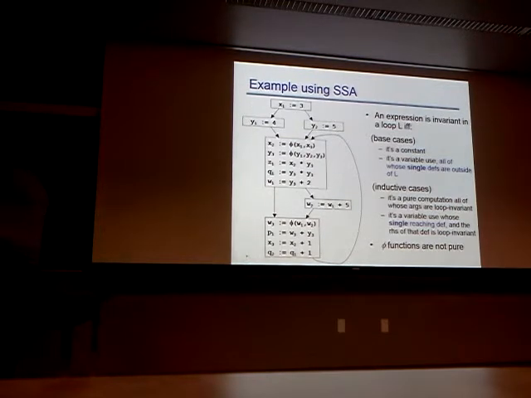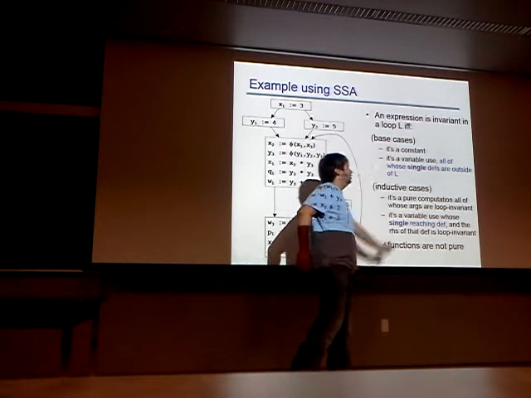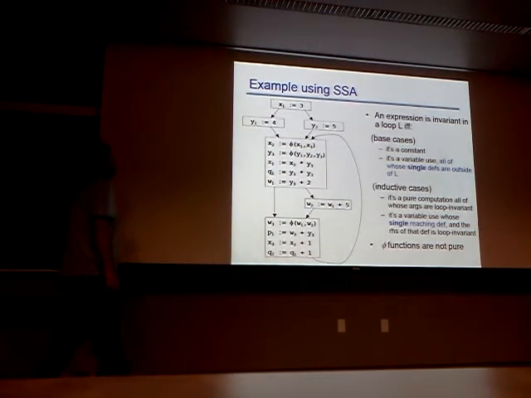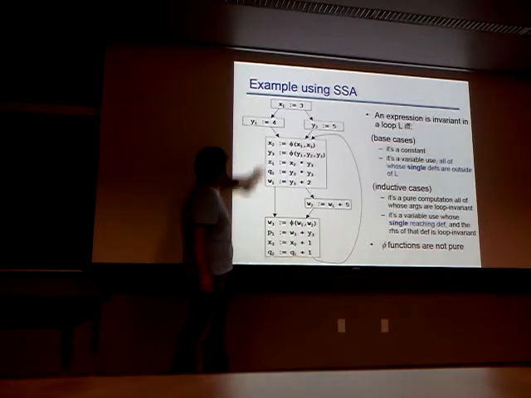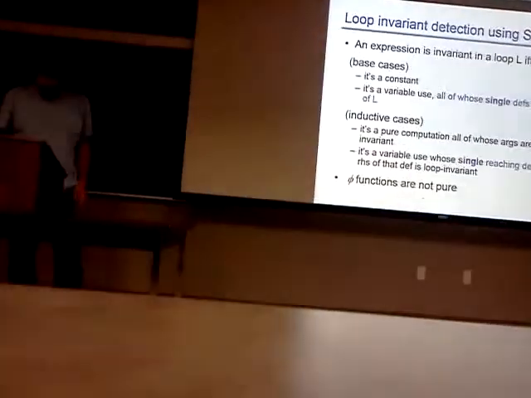So now what I did here is I wrote down the rules on the right for SSA-based loop invariance, and here I inserted the phi nodes. Oh, and one more thing actually before we go there. So phi nodes are not pure, right?